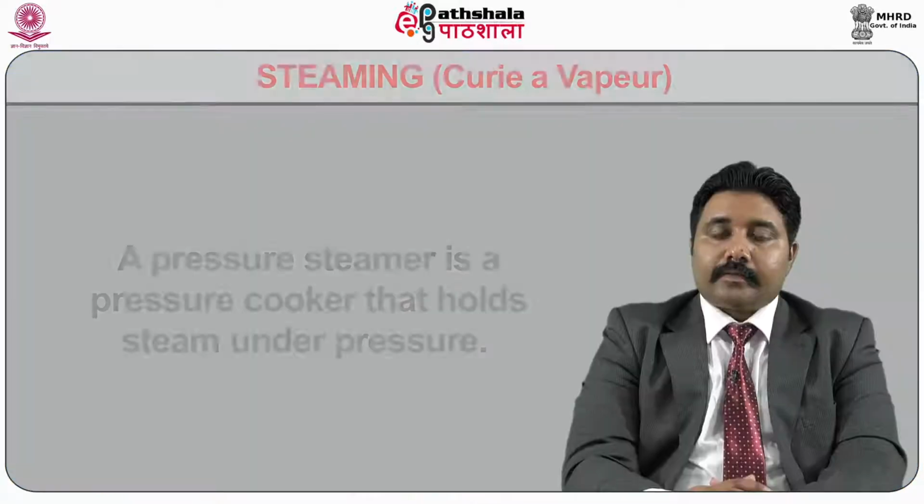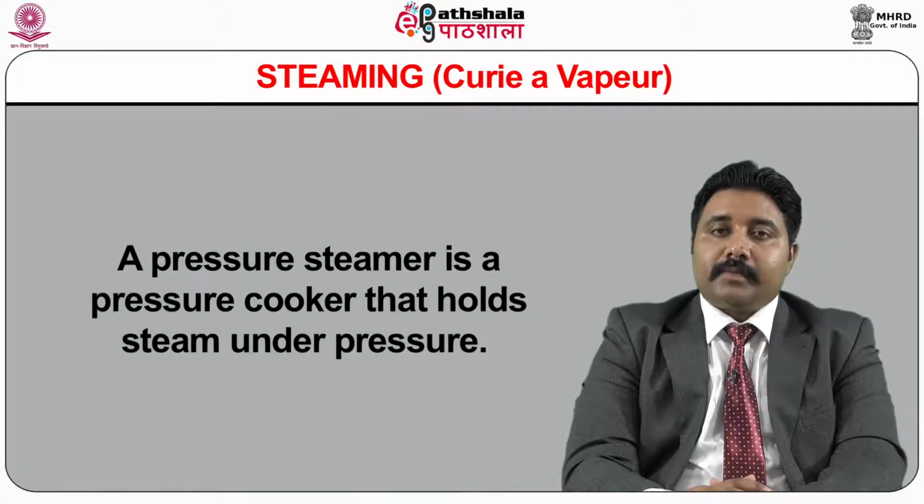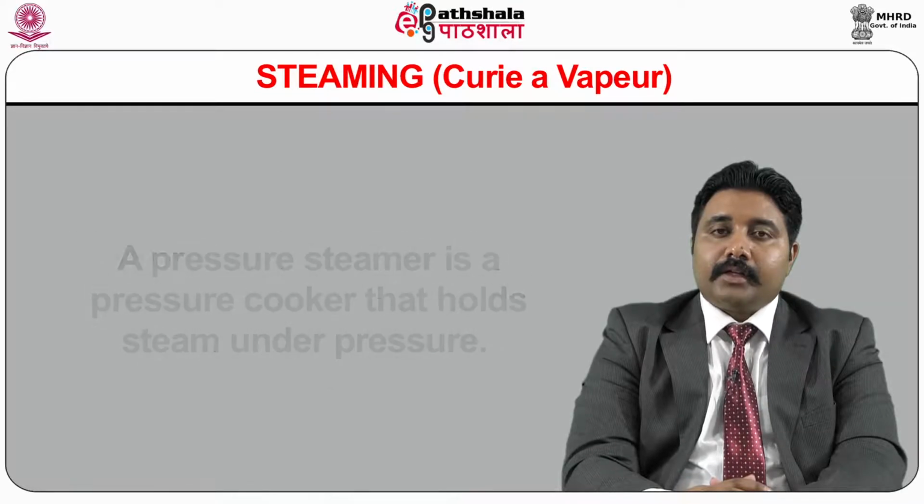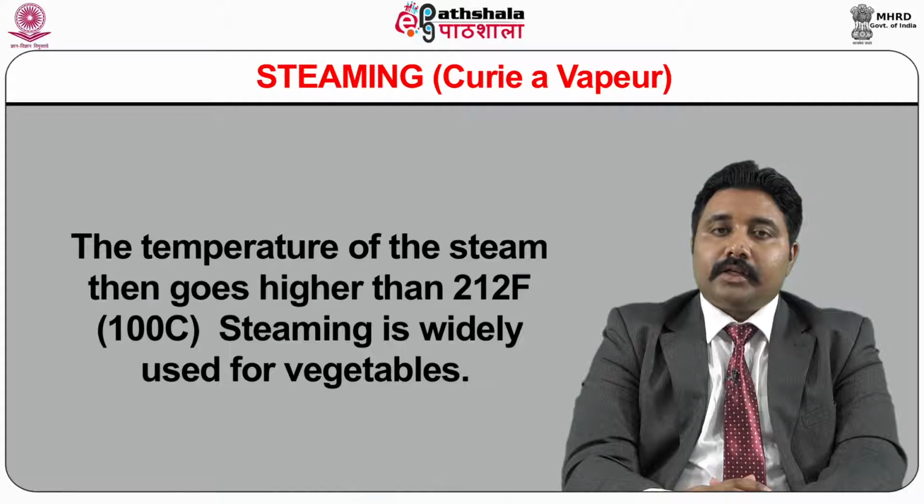Steam at normal pressure is 212 degrees Fahrenheit, 100 degrees Celsius, the same as boiling water. However, it carries much more heat than boiling water and cooks very rapidly. Cooking times must be carefully controlled to avoid overcooking. A pressure steamer is a pressure cooker that holds steam under pressure. The temperature of the steam then goes higher than 212 degrees Fahrenheit, 100 degrees Celsius.